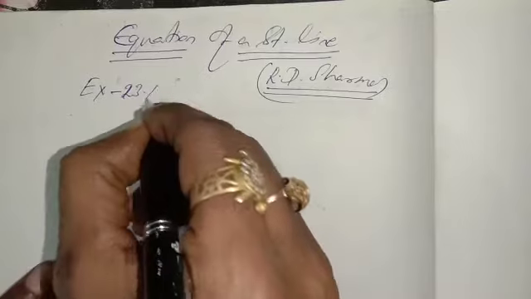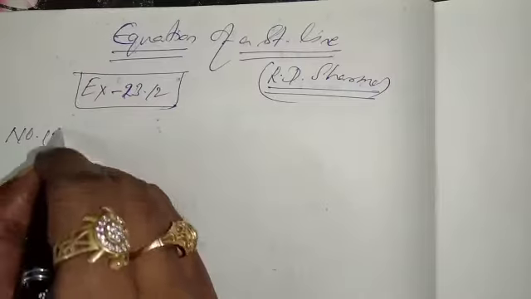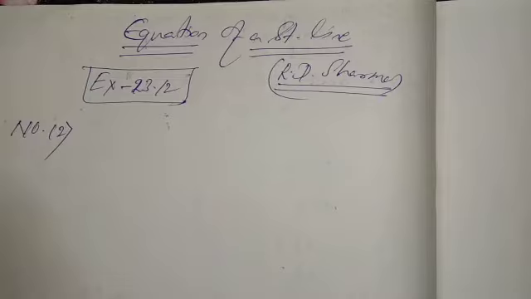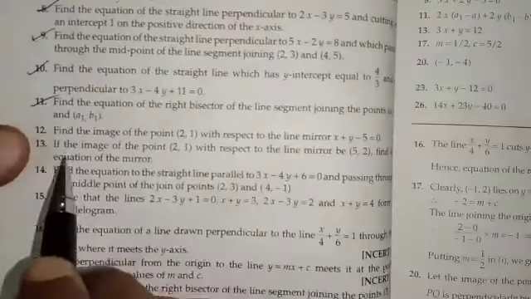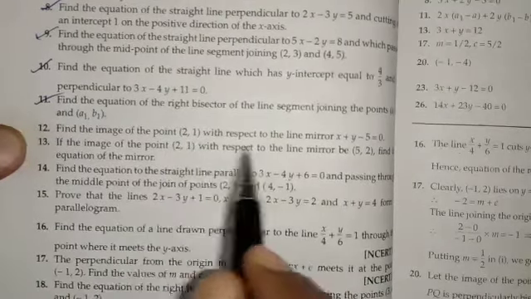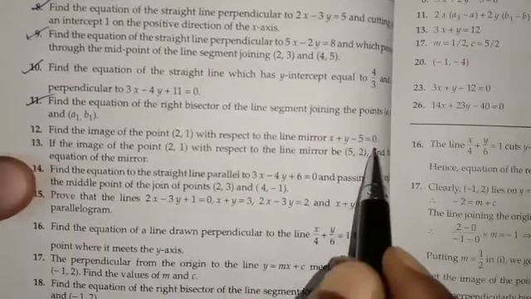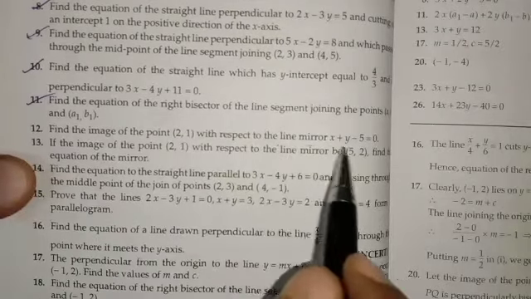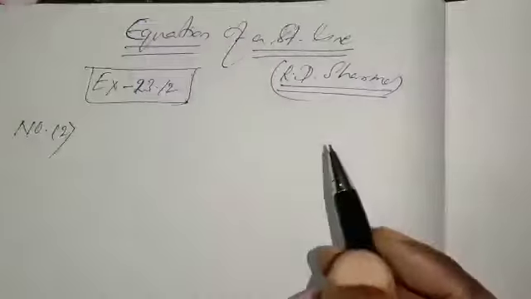Exercise 23.12, number 12. I am doing number 12, an important question. The question given here: find the image of the point (2, 1) with respect to the mirror line x + y - 5 = 0. So first of all, we have to draw the figure.